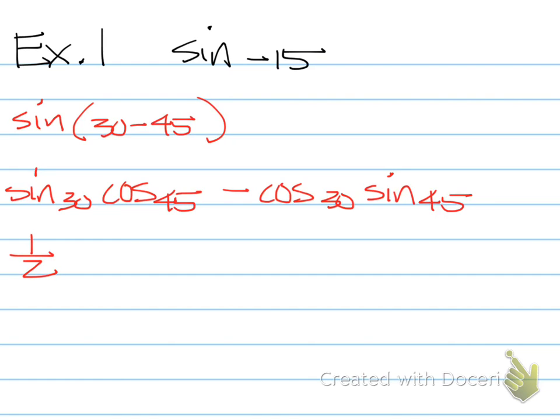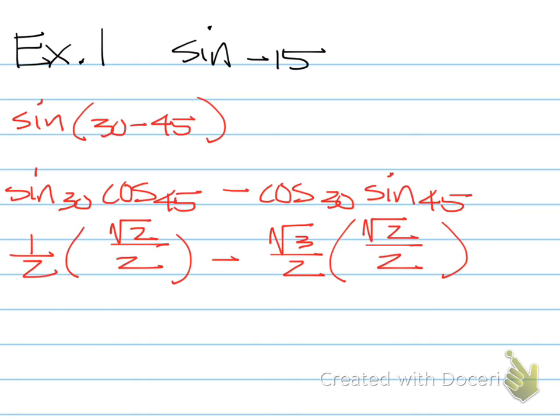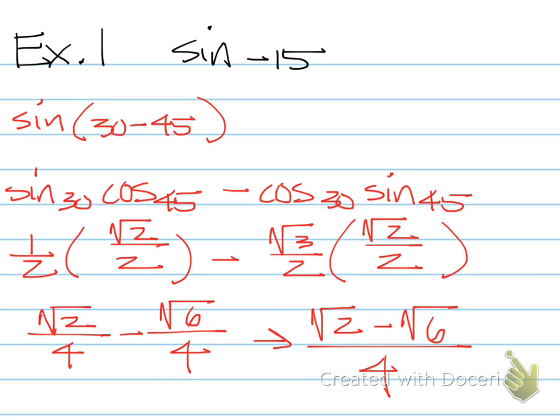We know sine of 30 is 1/2. Cosine of 45 is radical 2 over 2. And then cosine of 30 is radical 3 over 2. Sine of 45 is radical 2 over 2. Once we simplify those expressions, on the left side of that expression, we get radical 2 over 4. On the right side, radical 6 over 4. Once we combine the numerators, we get radical 2 minus radical 6 over 4.